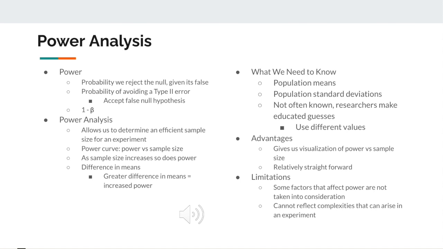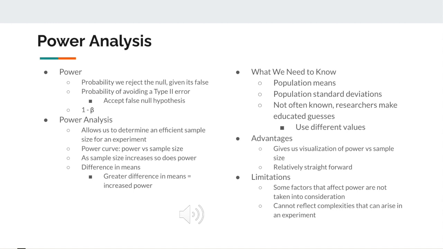So for power analysis, that's when we can use power to determine an efficient sample size for an experiment. What you do is you'd use a power curve, which is where you graph power on the y-axis and sample size on the x, and just evaluate power at each sample size within your given window. And you can see power will increase as sample size increases.